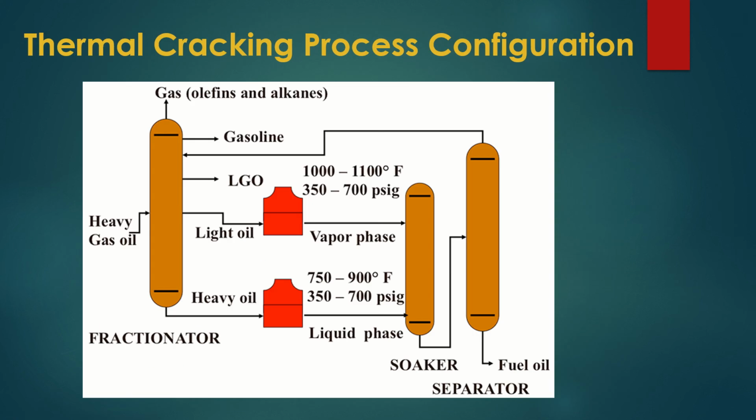Now the flow sheet. The thermal cracking process configuration is shown, where the fractionator is the main component which separates or forms the sections of the heavy gas oil. The first one is the gas, which is olefin and alkanes. Then we have gasoline, then light gas oil, then light oil, then heavy oil from the bottom. Then the thermal reactions take place at a very high temperature and high pressure as well.